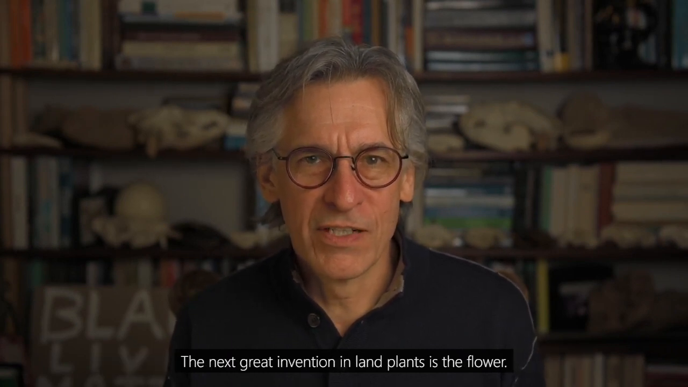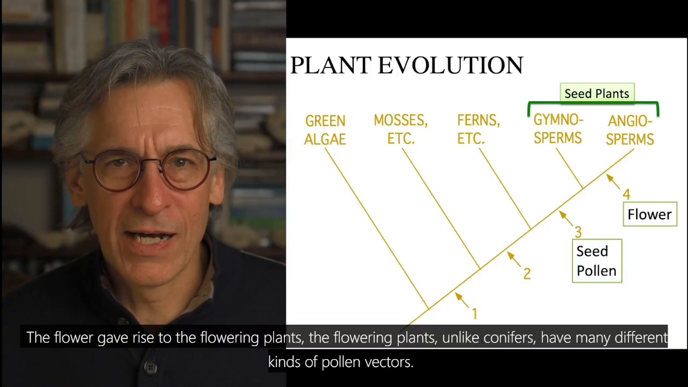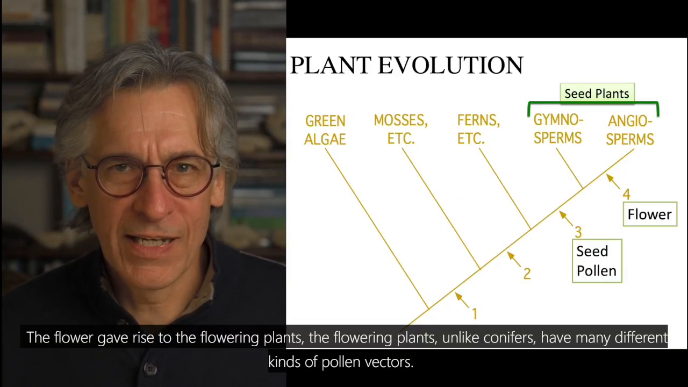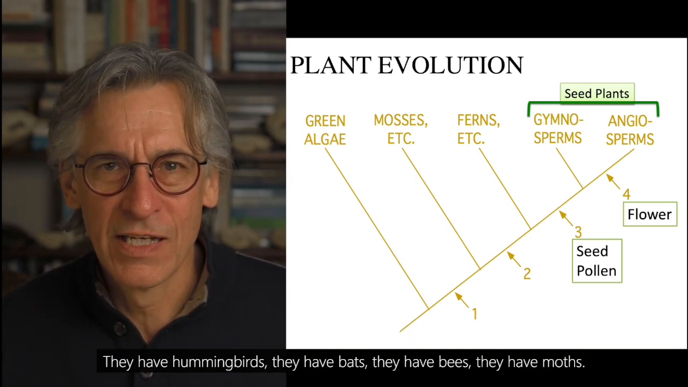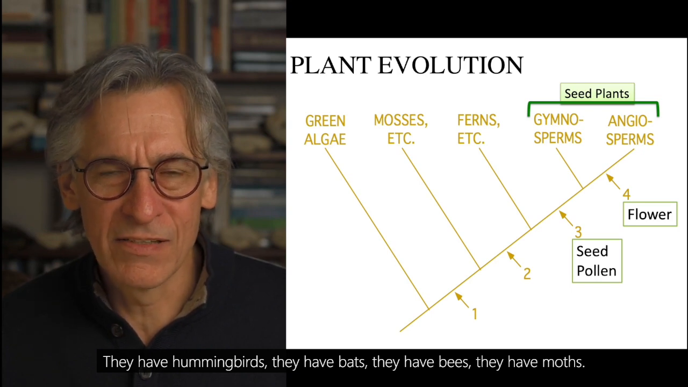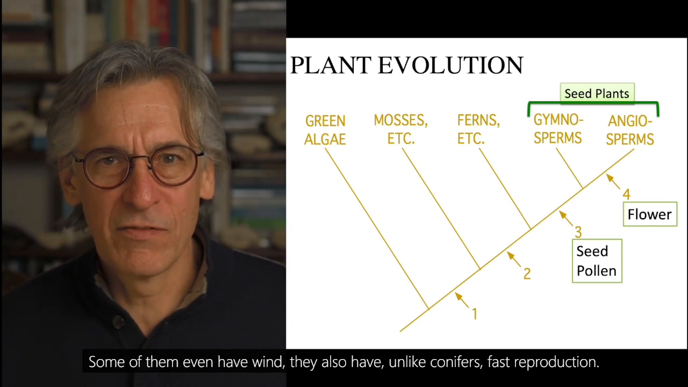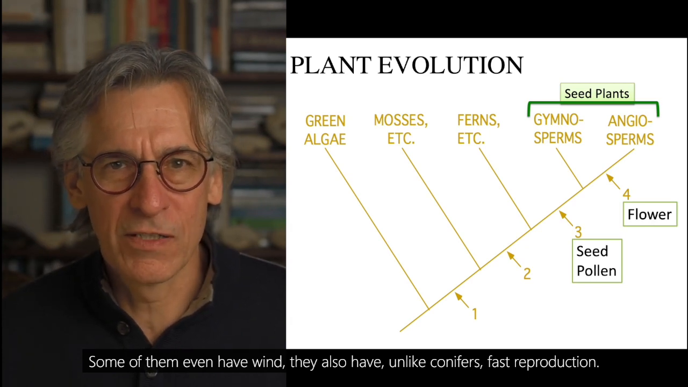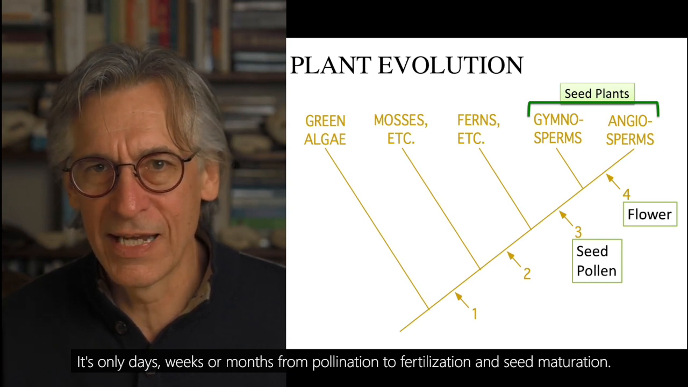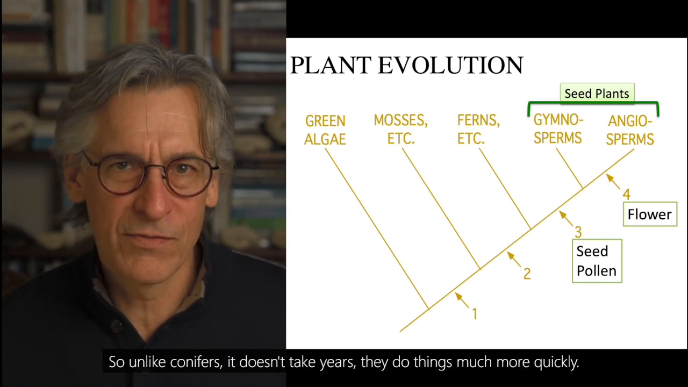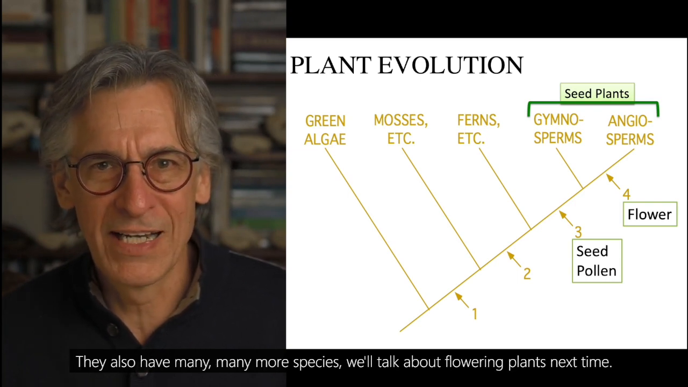The next great invention in land plants is the flower. The flower gave rise to the flowering plants. The flowering plants, unlike conifers, have many different kinds of pollen vectors. They have hummingbirds, they have bats, they have bees, they have moths. Some of them even have wind. They also have, unlike conifers, fast reproduction. It's only days, weeks, or months from pollination to fertilization and seed maturation. So unlike conifers, it doesn't take years. They do things much more quickly. They also have many, many more species.